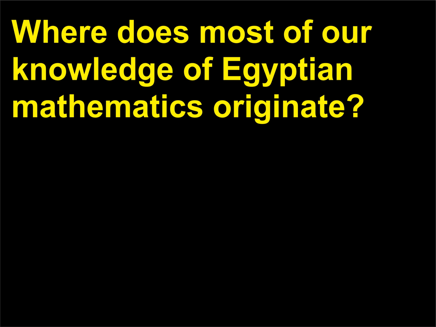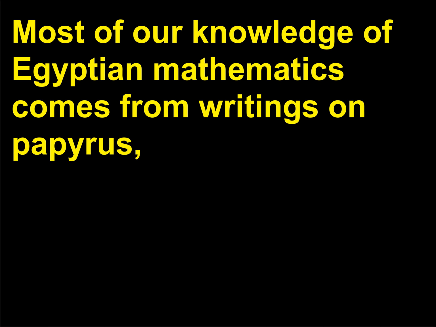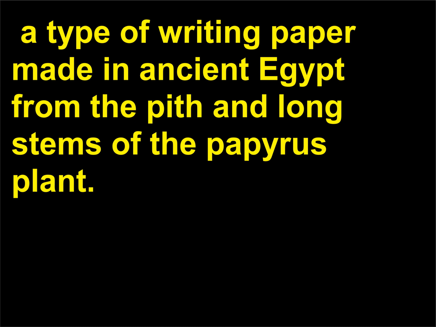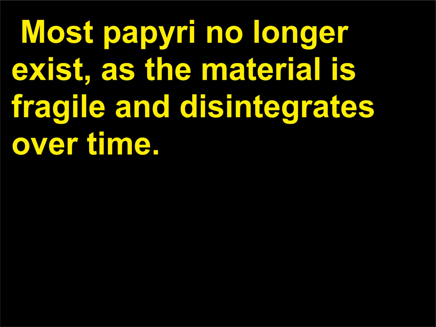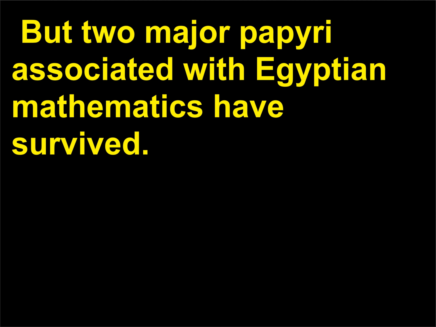Where does most of our knowledge of Egyptian mathematics originate? Most of our knowledge of Egyptian mathematics comes from writings on papyrus, a type of writing paper made in ancient Egypt from the pith and long stems of the papyrus plant. Most papyri no longer exist, as the material is fragile and disintegrates over time. But 2 major papyri associated with Egyptian mathematics have survived.